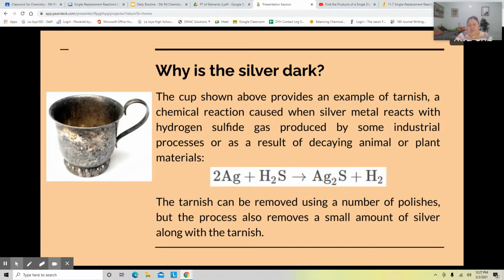And actually, Mr. Chavez, one of the teachers that helps me out, said that you can use soda, Coca-Cola. If you use Coca-Cola, you can remove some of that tarnish that's on your silverware or on your necklaces or whatever you have that's silver. But every time you rub off that tarnish, you're going to be removing a little bit of the silver too.